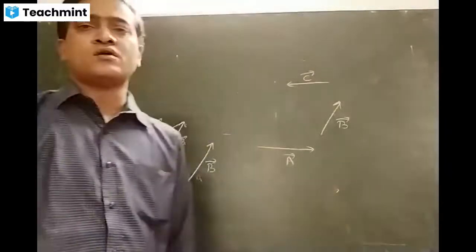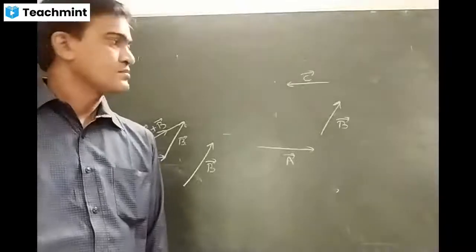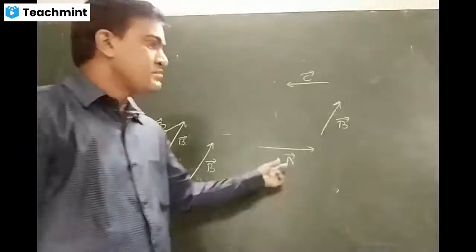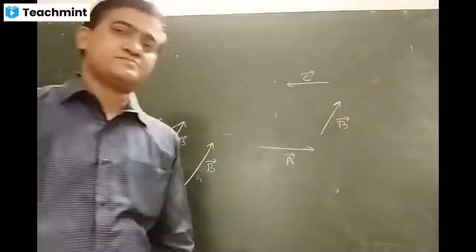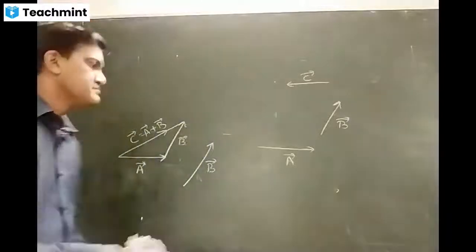So how do we add these three? Here I'm treating A bar as the first vector, B bar as the second vector, and C bar as the third vector.